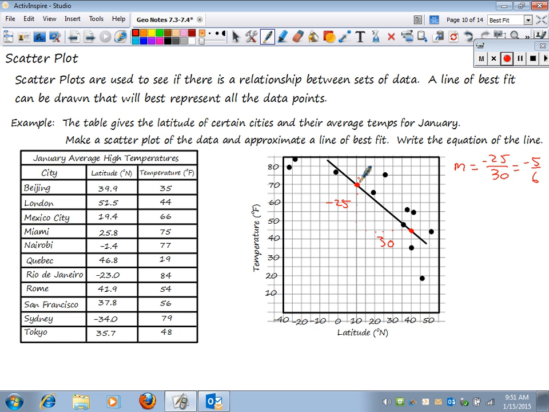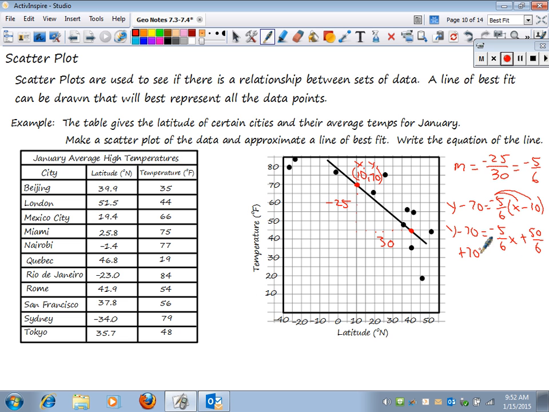One of my coordinates that I could use, either one. This coordinate is 10 degrees and 70 degrees. 10, 70. That could be my x1 and my y1. So with a point and with a slope, I can plug it in and get my equation. So y minus 70 equals negative 5/6 times (x minus 10). So I'm going to get y minus 70 equals negative 5/6 x, and negative 5/6 times negative 10 would be a positive 50 over 6. And I can reduce that in a second.